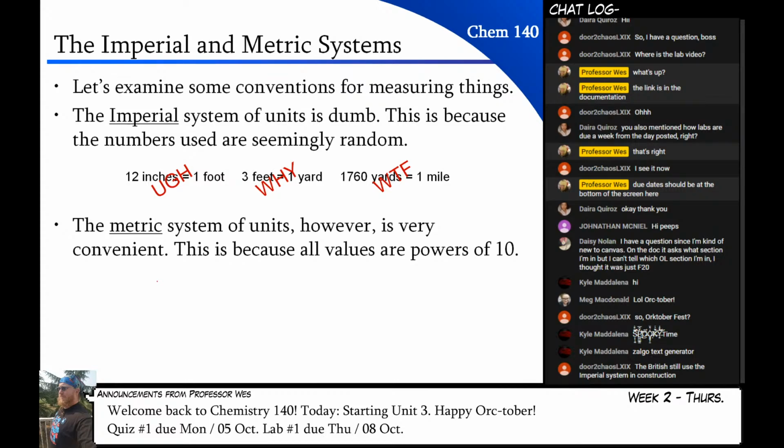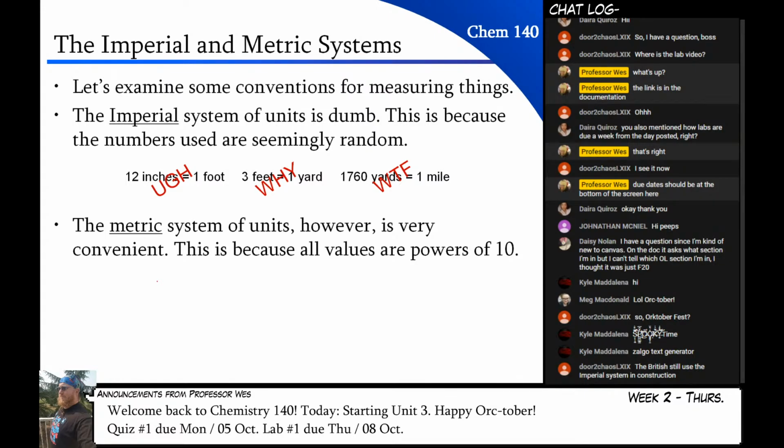As scientists, society has decided that that's silly. We don't want to use all these crazy units. We want something that's easy. And so that's where the metric system comes in. The metric system is completely based on powers of 10. So every unit has some power of 10 relationship to another unit within that subsystem.